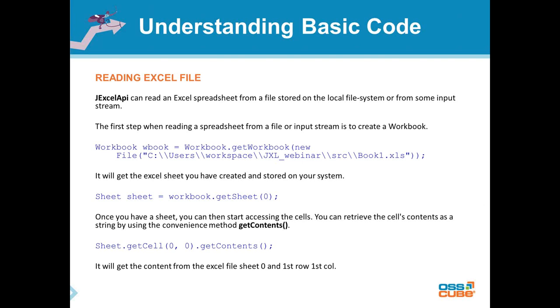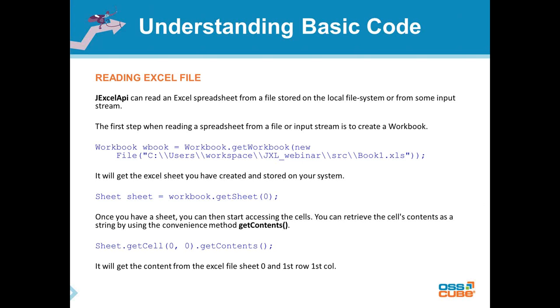By using this code, Workbook.getWorkbook(new File(...)), you have to pass the path of your Excel file here. I have passed the Excel file Book1.xls here, and by using this code you can access the workbook. Once the workbook is accessed, you are going to access the sheet. You can use this code workbook.getSheet. 0 represents that it is going to access the first sheet. You can also pass the name of the worksheet here, like login or register, but in double quotes.